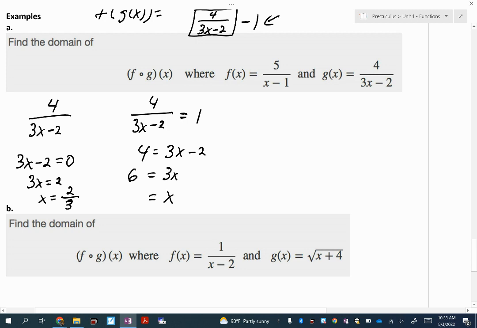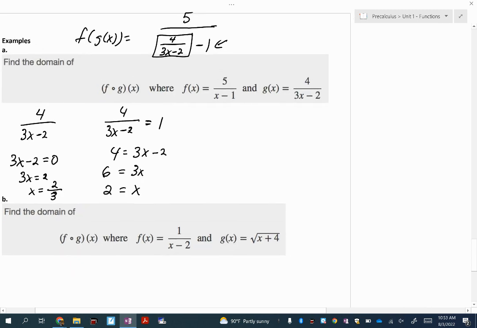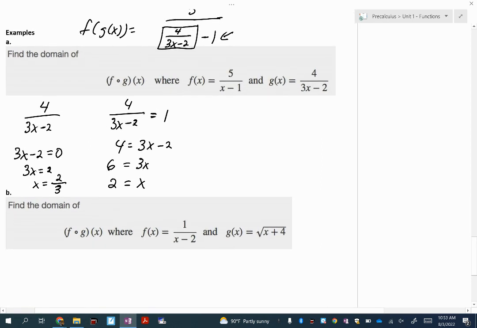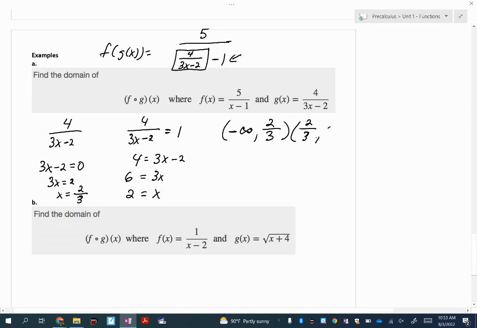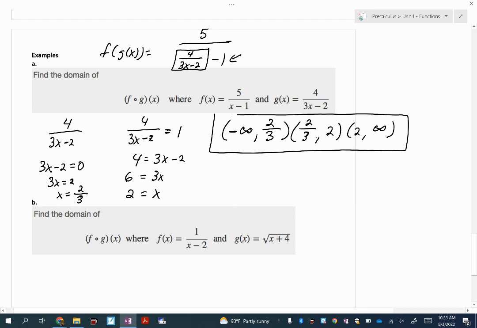So x equals 2. Essentially I'm saying here for the domain, you can use any number you want, negative infinity all the way to infinity, but don't use 2/3, right? Because we said 2/3 would make our function in the box become undefined. And don't use 2, because 2 would make that greater composite function become undefined in the denominator. All right, so this right here is our domain.